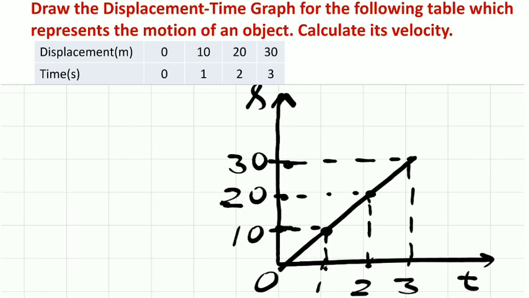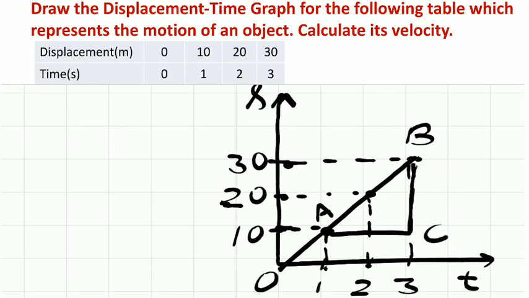Now next thing we need to calculate is the velocity. Okay, we need to calculate the velocity. So how to calculate the velocity in case of displacement time graph? We have to calculate the slope. Okay, now what is slope? Watch here. Take this point as A, this point as B, and draw a triangle like this, and take this point as C.